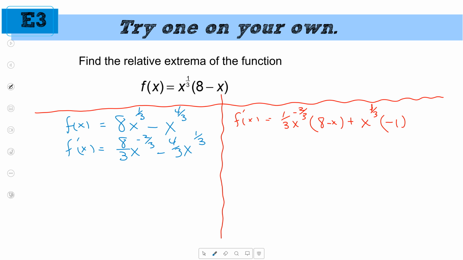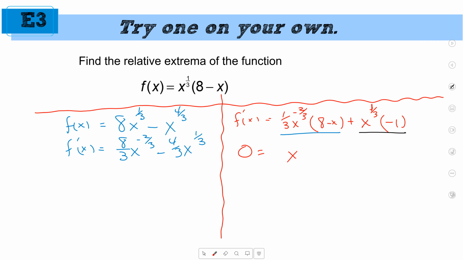I know many of you are still working, but I'm going to work with the red part because it is a little bit uglier. Now, some of you may have decided to distribute that 1/3 x to the negative 2/3 to the 8 and to the negative x. That's not the best way to do it. Instead, I'm going to factor out a common term between the blue term and the black term.